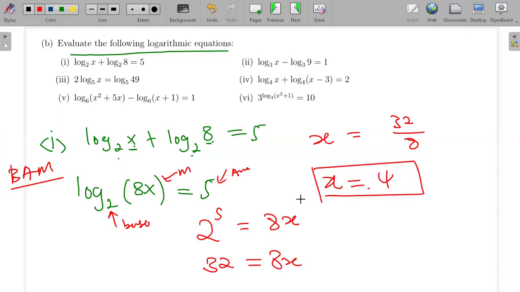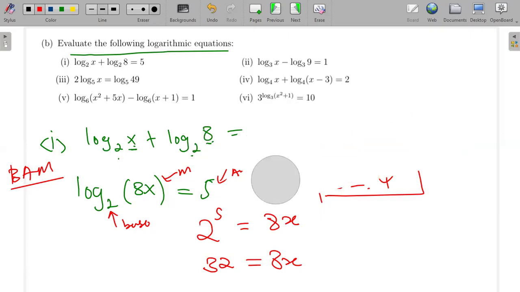Okay, any questions there? Okay, no questions. We look at the second one.